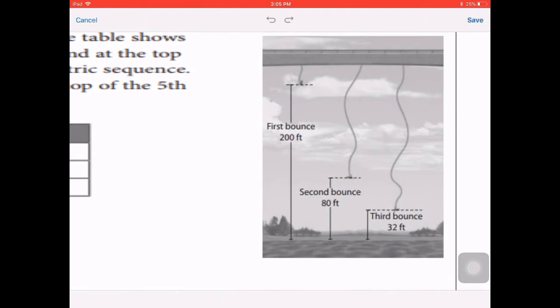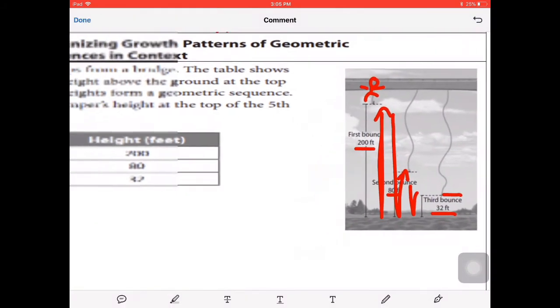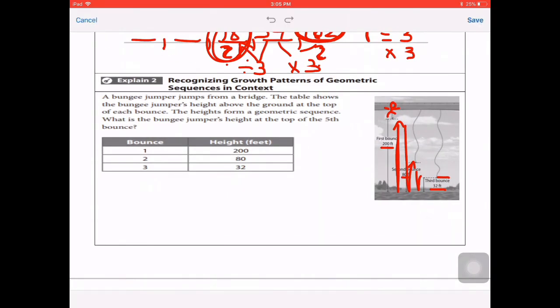Let's zoom in so we can take a moment and picture our little person that has jumped off the bridge and is going to be bungee jumping down. After we reach the ground or close to the ground and bounce back up, we get up to 200 feet from our original height. If we bounce again, we only bounce back up to 80 feet. Then the next time we bounce and go back up, we only make it to 32 feet. So these numbers, 200, 80, and 32, are represented right here in the table of data.